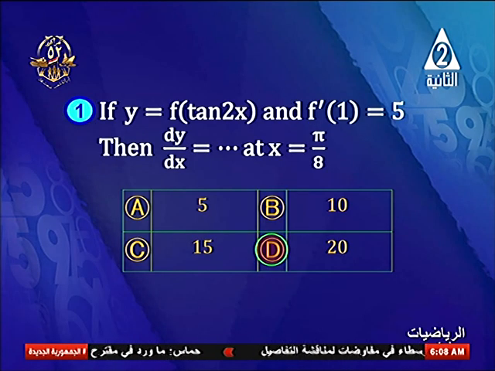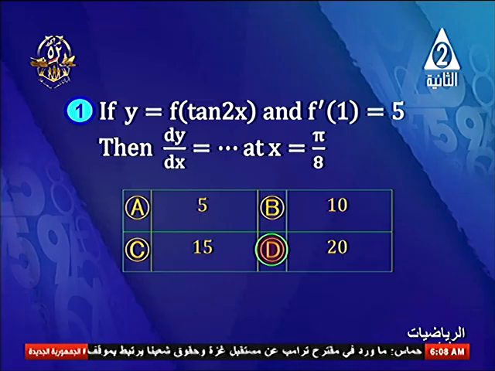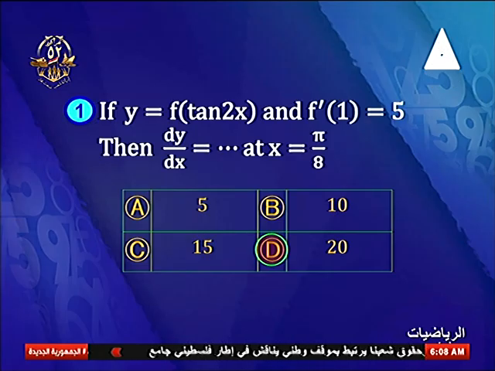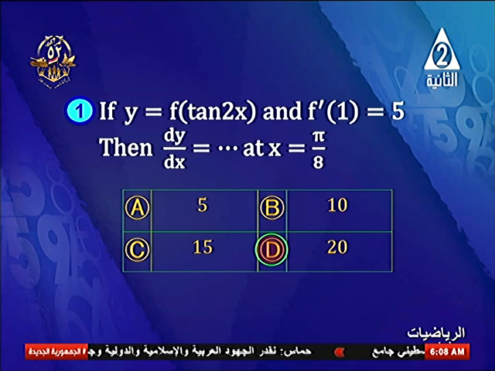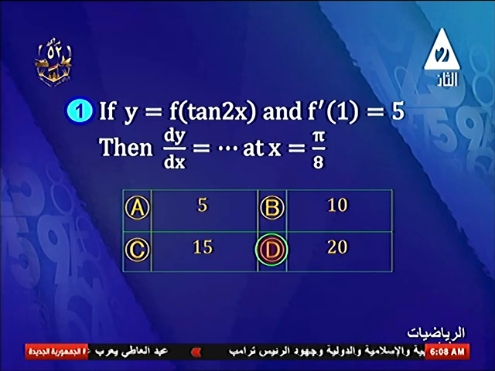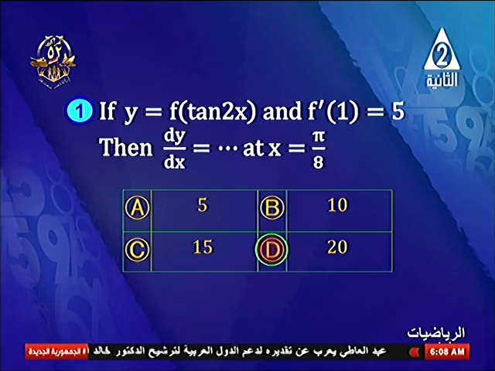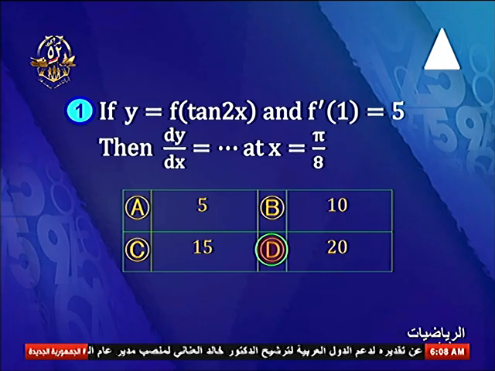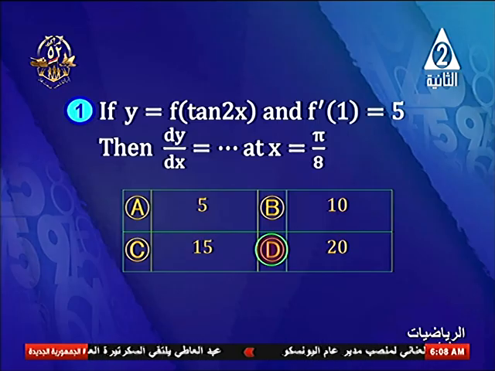Remember, my dear student, in this example, y is a function of tan 2x. In this case, we find dy or differentiation of y with respect to x. Find the derivative of the function f dash tan. What is the f dash of tan 2x? Sec square 2x multiply 2. After that, we put x is pi over 8. The final answer is 20. Number D.